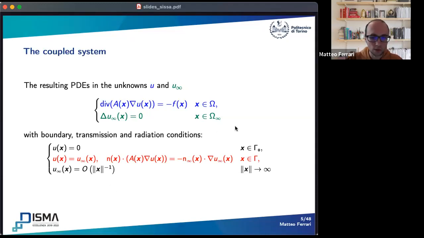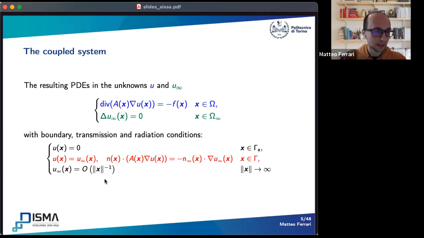Then we have some other conditions. Again, the Dirichlet condition for u, the radiation condition for u infinite now, and then some transmission conditions for the trace and the normal derivatives. These to guarantee that the global solution is at least H1 locally everywhere, also near gamma.